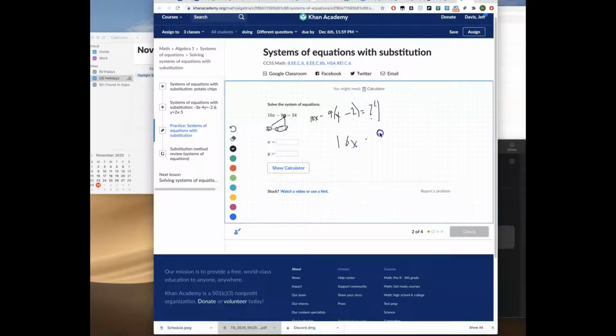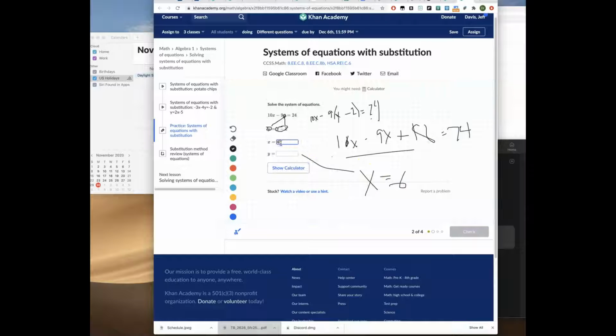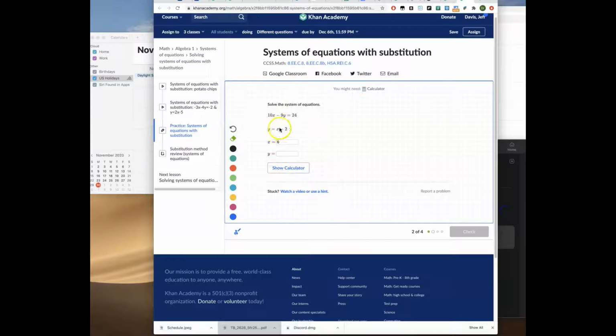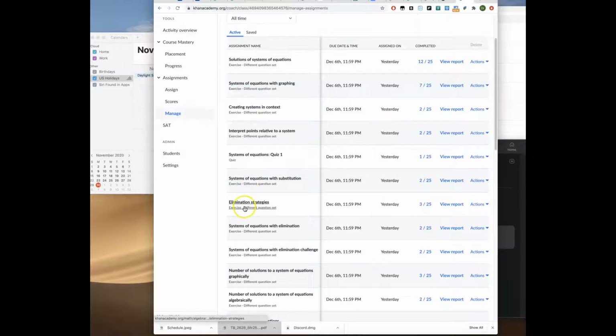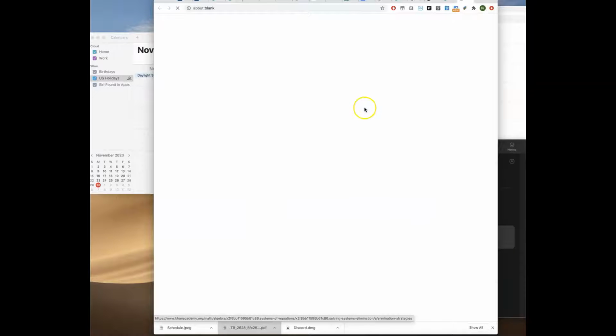10x minus 9x plus 18 equals 24. This is 10, so then that's just x. And then if I subtract here, I'll get 6. And then y is going to be x minus 2. But now that I know x is 6, 6 minus 2 is 4. So hopefully that helps with the substitution. And then we've got elimination strategies.